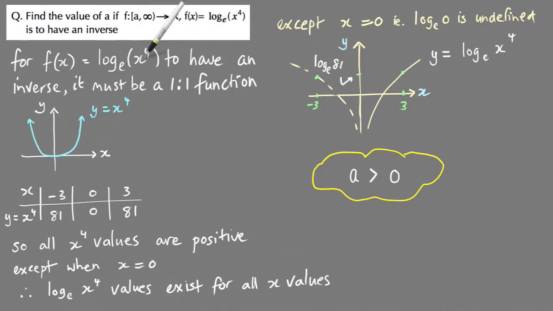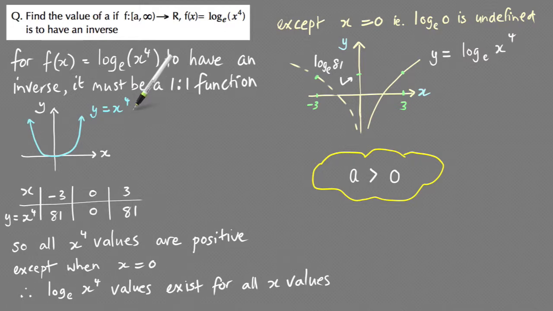And for f of x equals log e x to the 4 to have an inverse, it must be a one-to-one function. What you really need to do is have a look at the graph of that, and from there you can decide whether it's a one-to-one function or what you need to do to make it one-to-one, and then you can figure out what the value of a is going to be. You can just type that into your calculator and get a graph like this, or you can do it manually, and you need to be able to do it by hand. For the calculator free exam, you never know what you're going to get.